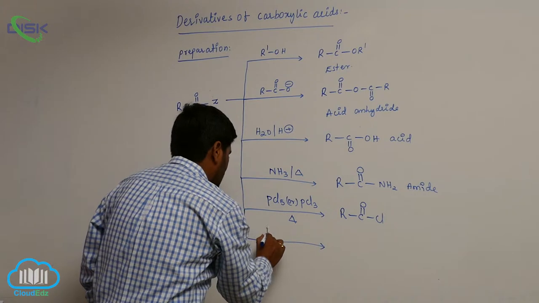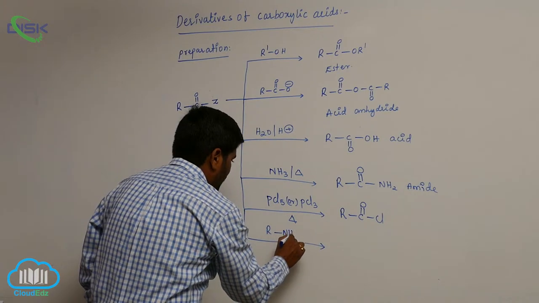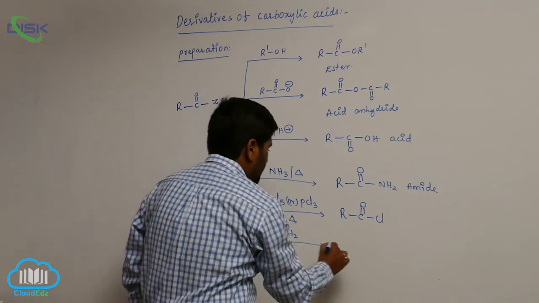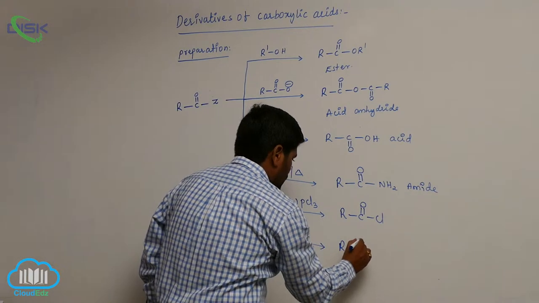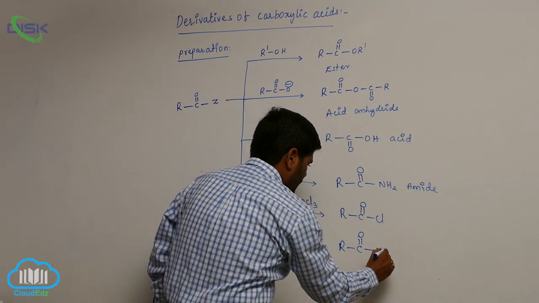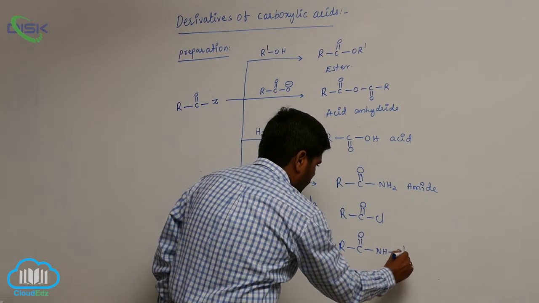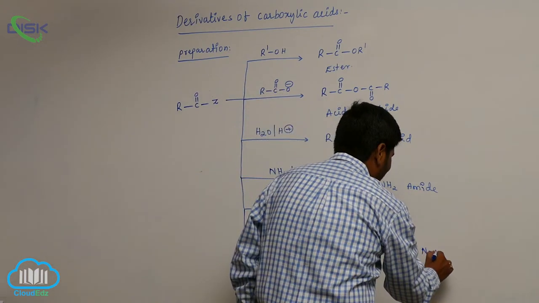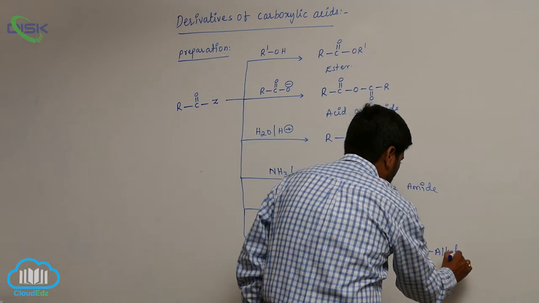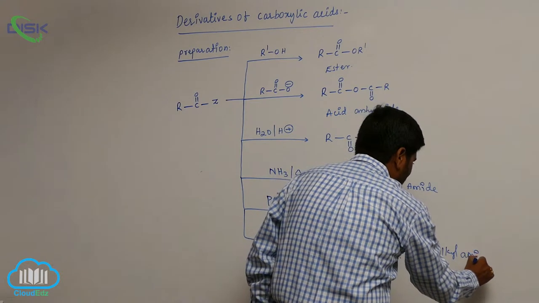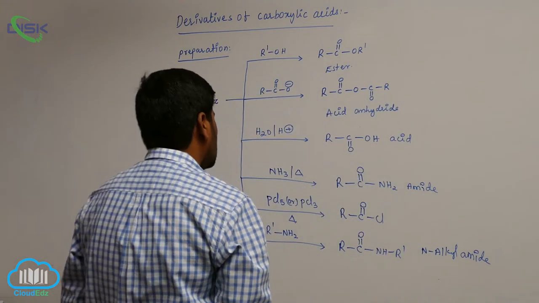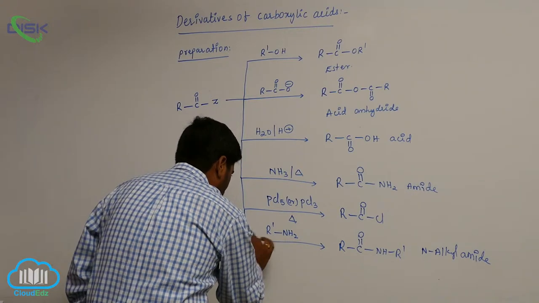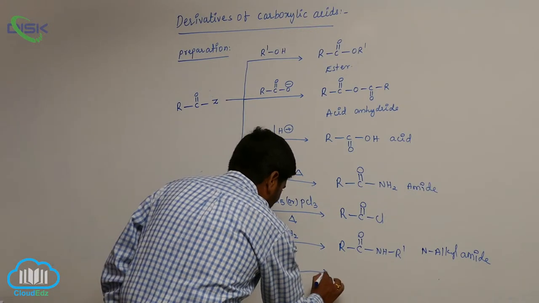Whenever it reacts with a primary amine, R'NH2, loss of Z takes place here. Now it converts into R C double bond O NH R'. This is N-alkyl amide, which means it is a substituted amide. The reagent is a primary amine.